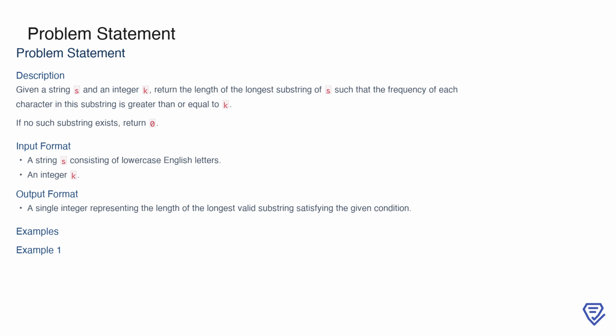The input consists of a string S made up of lowercase English letters and an integer k. The output is a single integer that represents the length of the longest valid substring meeting this condition. This means we are looking for a substring where the frequency of each character is not just equal to, but greater than or equal to the value of k.